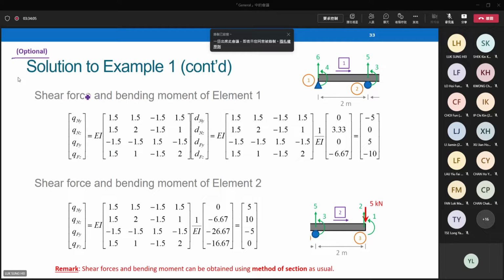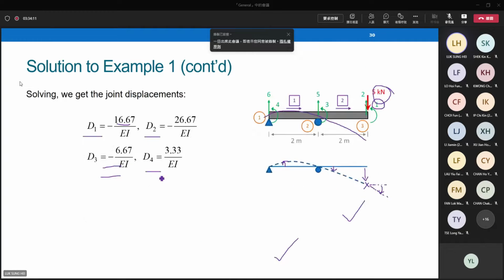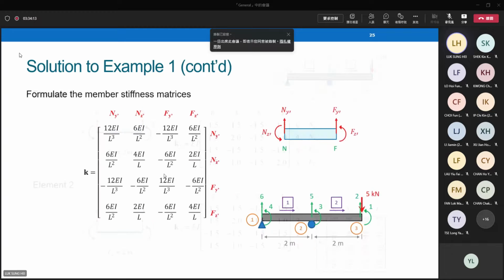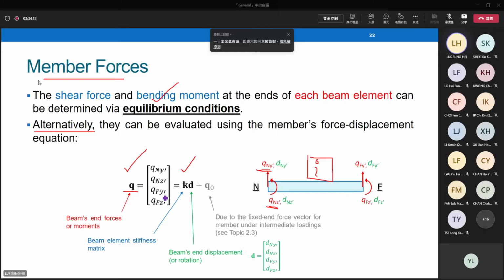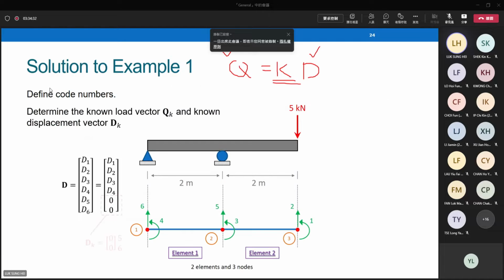Optional. In the textbook, they give you one equation. I show it to you again. This one is used to evaluate the member end force. If you have one beam element, you can use this matrix equation to evaluate the force and moment on the left and on the right. That's why in the solution, you can see there are many matrices.